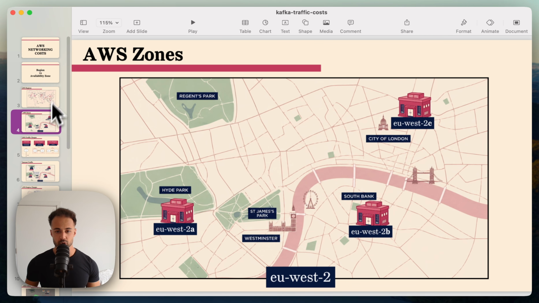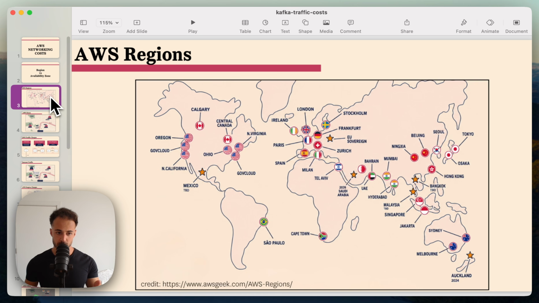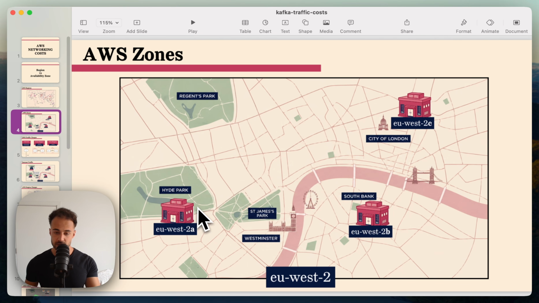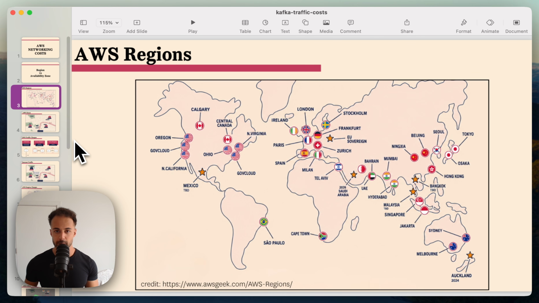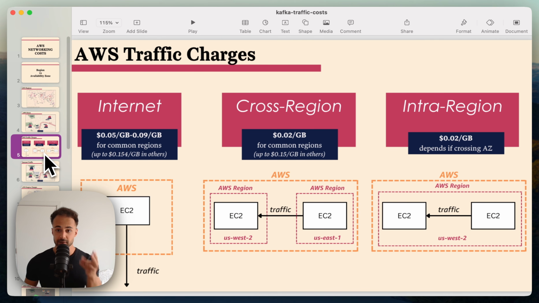And AWS charges you differently depending on how traffic goes between regions, between availability zones, or how it goes outside of the whole wide AWS network. There are 3 types of charges: internet charges, cross-region charges, and intra-region charges, or within the region, stuff that goes within the region of AWS.